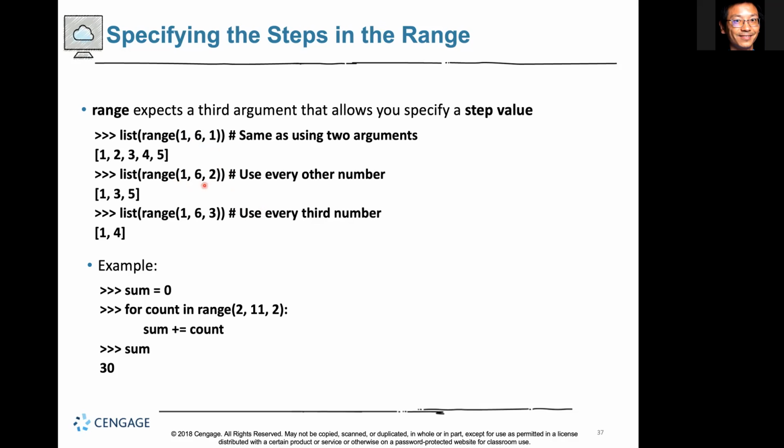So here, in this example, it will start from 1, and you're going to add 2 to get the next number. That would be 3. The next number, adding 2 to that, is 5, right? So 1, 3, 5. Each step is 2. So that's what this third argument allows you to do. Okay.